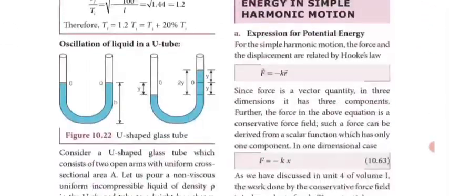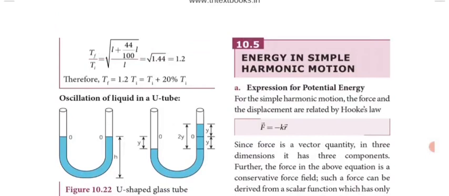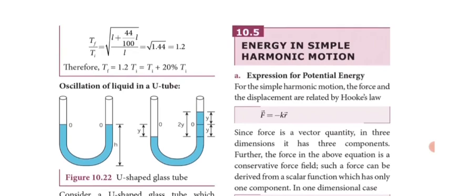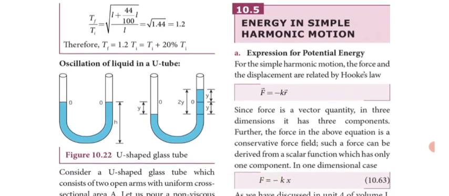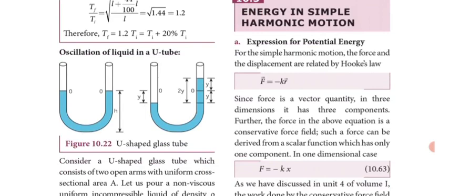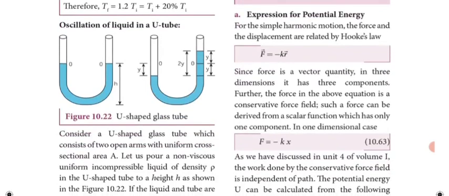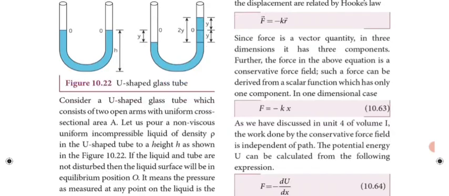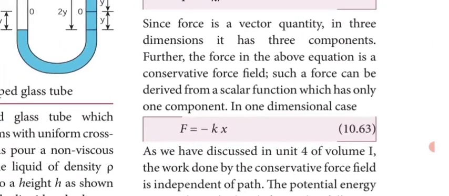And next we pass on to the energy in simple harmonic motion. Energy means potential energy, kinetic energy, and the total energy. For the expression for the potential energy in a simple harmonic motion, the force and the displacement are related. You know what Hooke's law is, and the force is minus k into r. Force is a vector quantity; in three dimensions, it has three components.